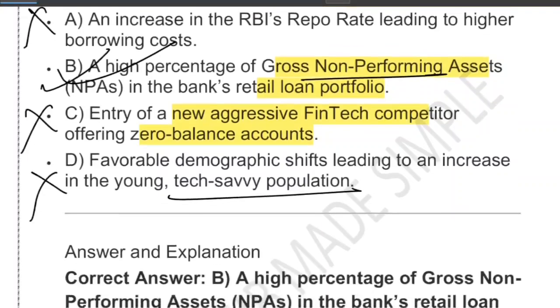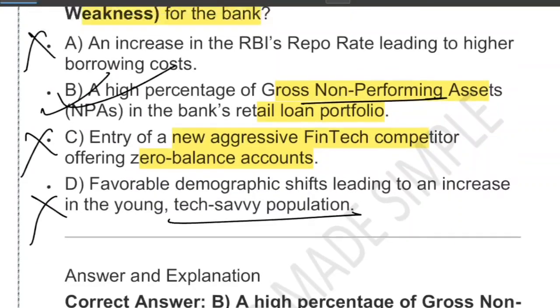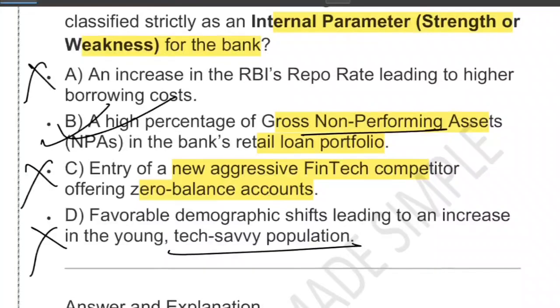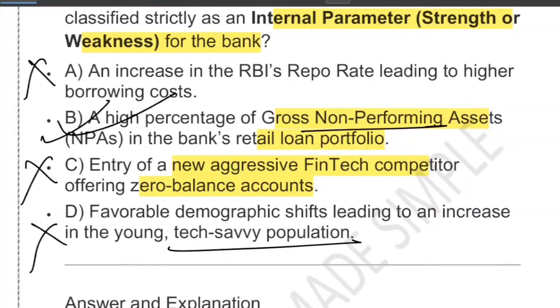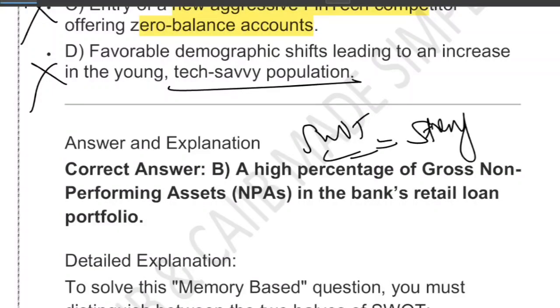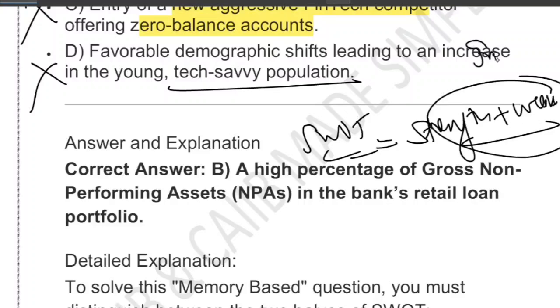Internal means inside job. Whatever can happen inside the bank is called internal. This NPA is part of internal, because of the bank's mistake the NPA has risen. But the repo rate, competition, demography, these are external factors. So remember SWOT: strength, weakness, opportunity, threat, right? Internal factors include strength plus weakness. These two come under the internal factors. NPA is internal; repo rate, competitor, demography are the external factors.